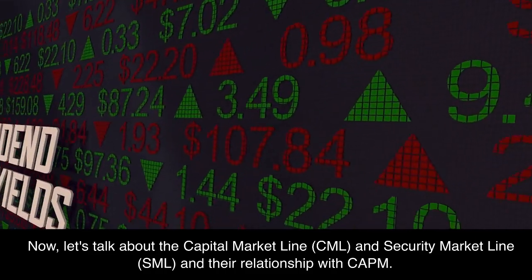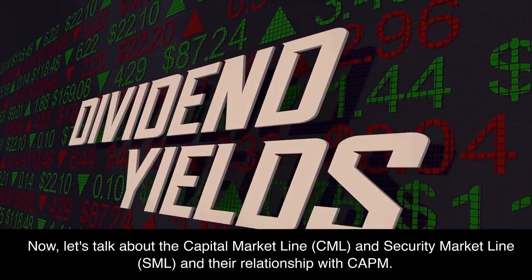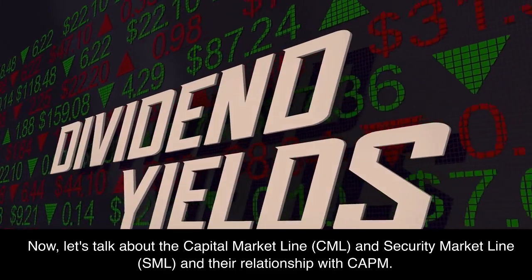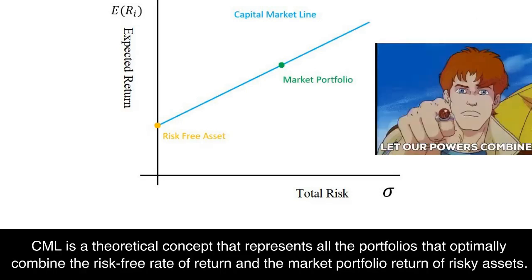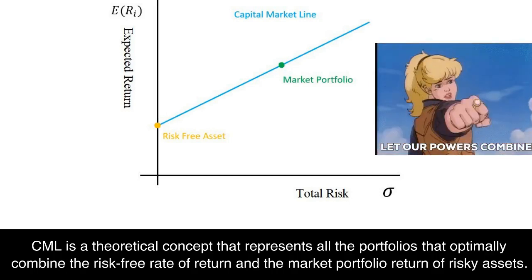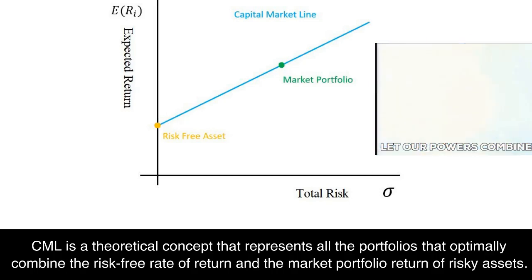Now, let's talk about the capital market line, CML, and security market line, SML, and their relationship with CAPM. The capital market line, CML, represents portfolios that optimally combine total risk and return. CML is a theoretical concept that represents all the portfolios that optimally combine the risk-free rate of return and the market portfolio return of risky assets.